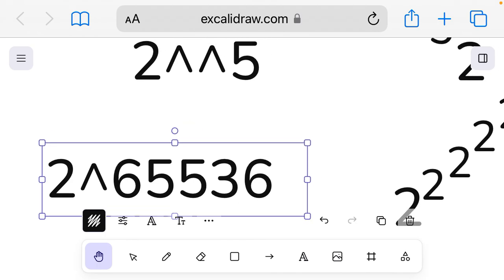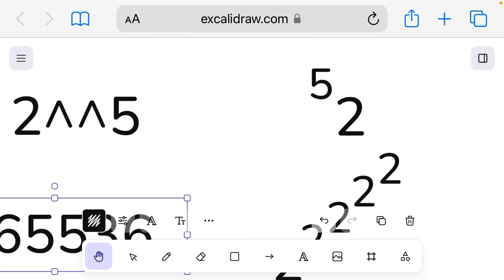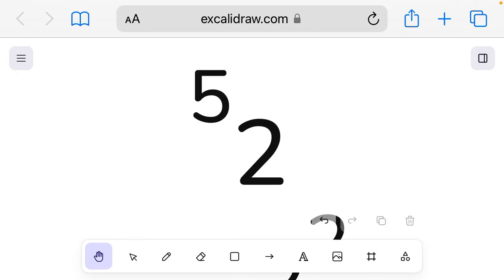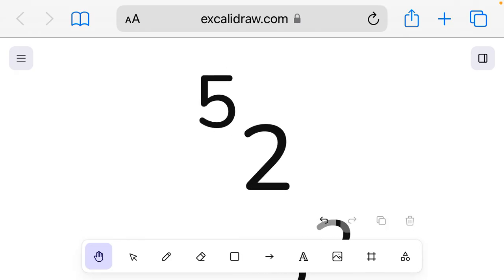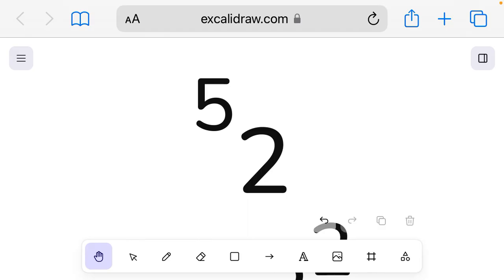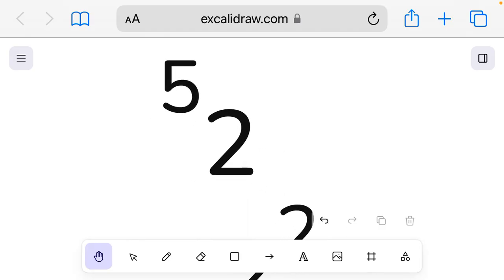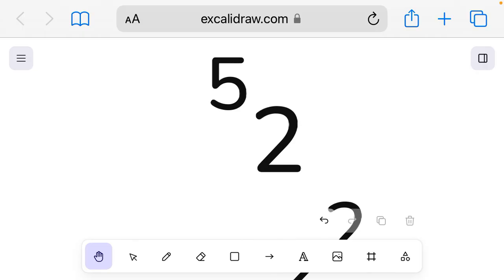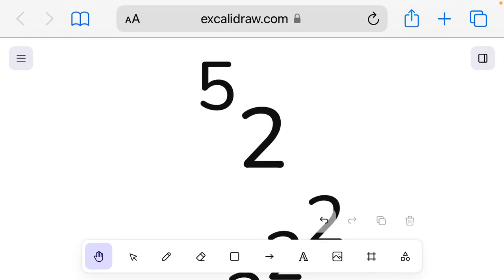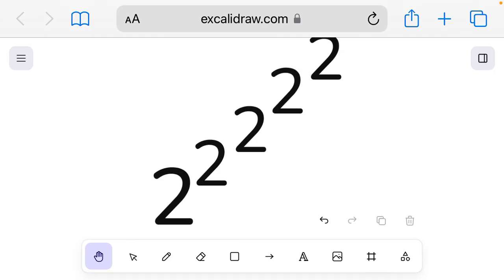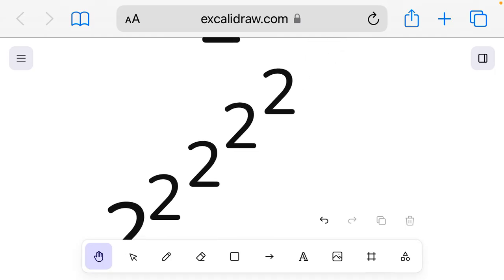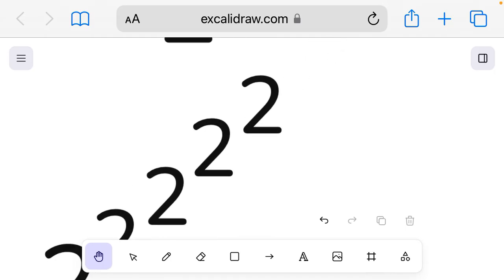But anyway, there's another notation you can use. You can write it like this, where the power is on the left side of the base instead of the right. And if you want to write it in expanded form, it's like this. And remember, we always start from the right side or the top.